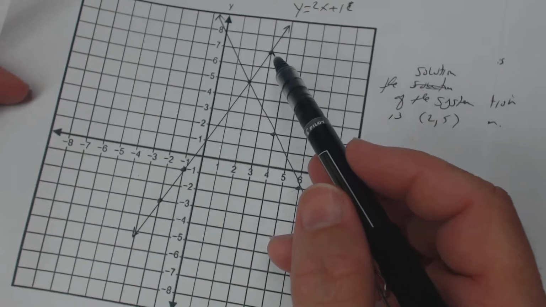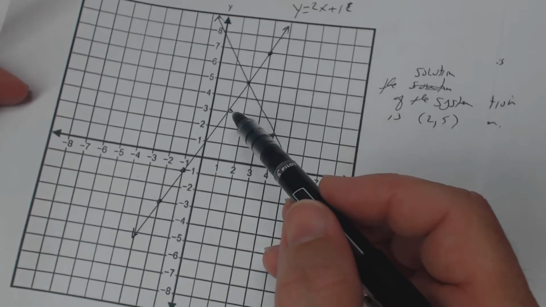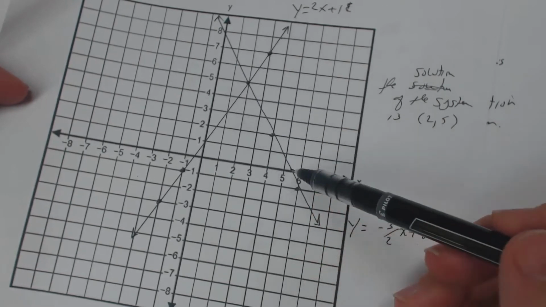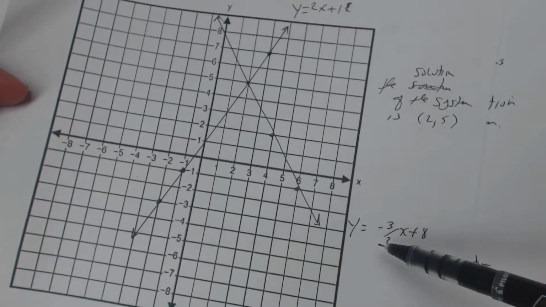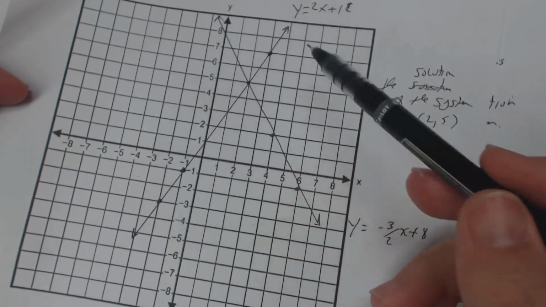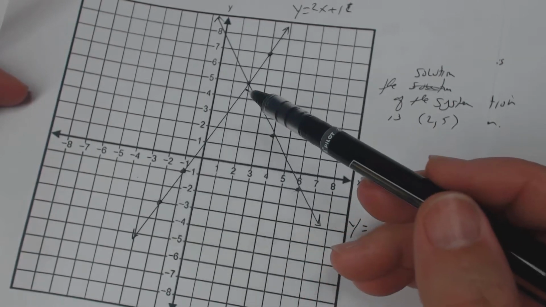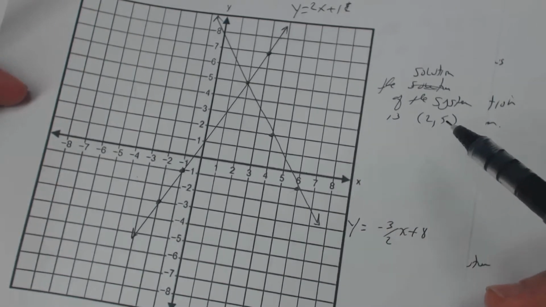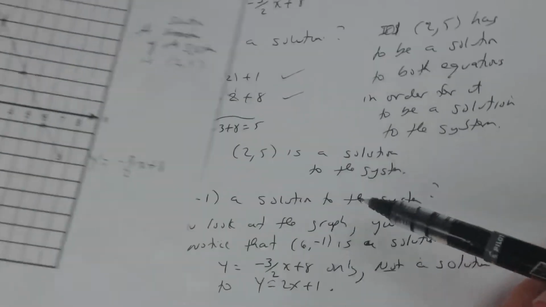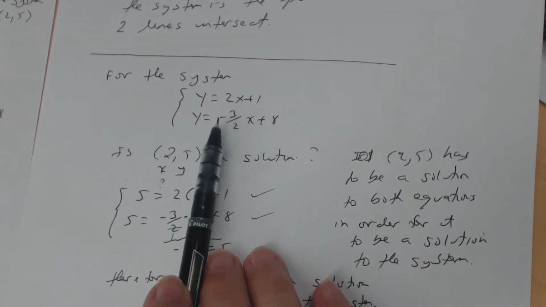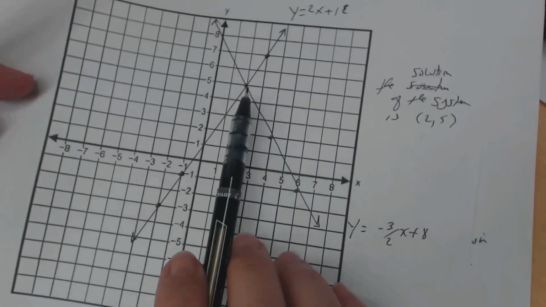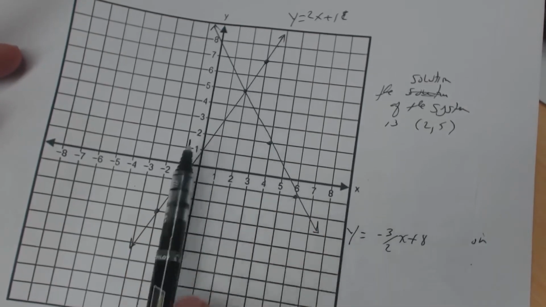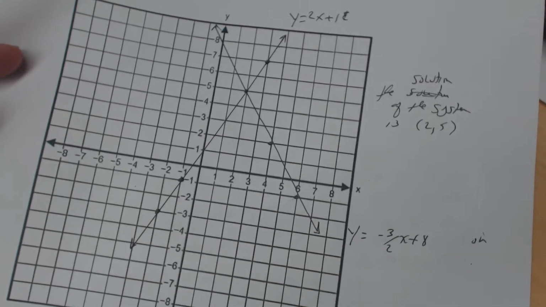So there's an infinite number of solutions to this particular equation. But in terms of the system, there is only one solution, and it's this. This is the only solution. (2, 5) is the only solution to this system, because it's the only point that's on both lines at the same time. Okay?